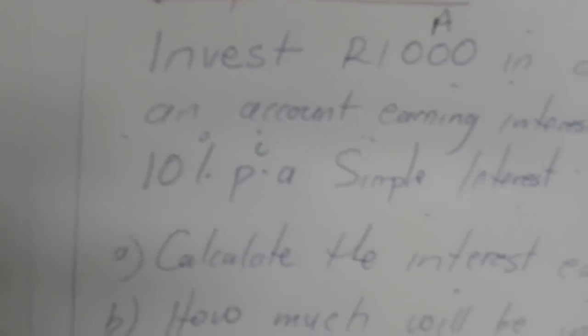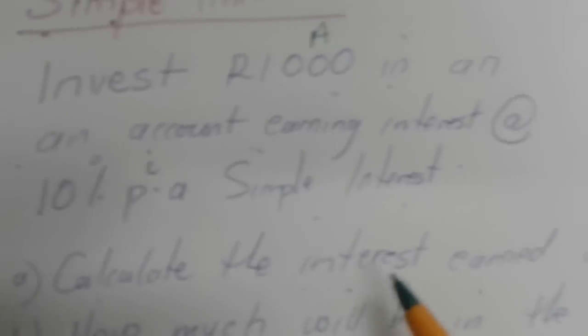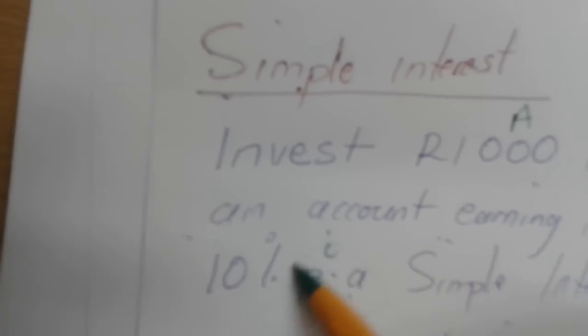So we need one more element. So calculate the interest earned after 3 years. Now check this end part now. This is 10% per annum, simple interest. So it means our interest is worked out every year. Yes, our interest is worked out every year. Now for 3 years, so 3 will be your n, number of periods. So it's per year for 3 years. So your small n will be 3.